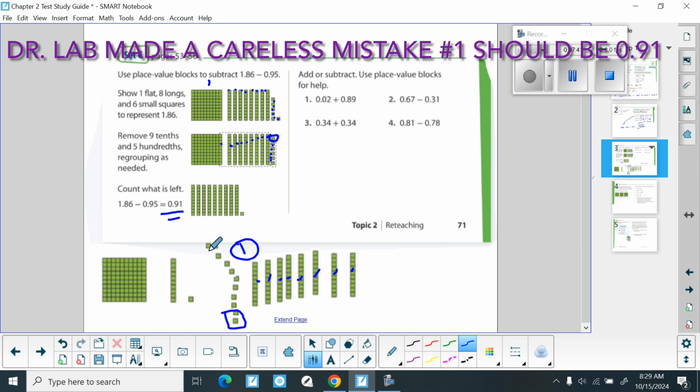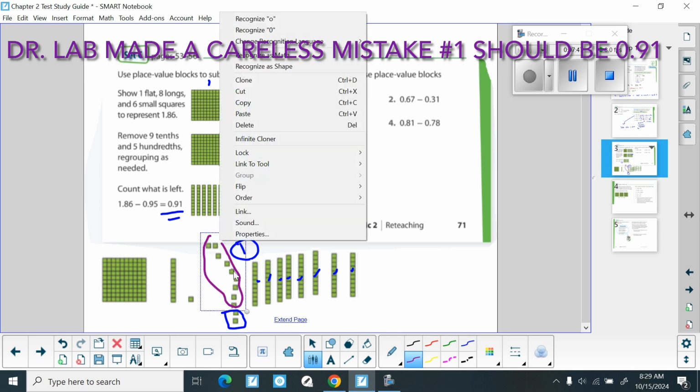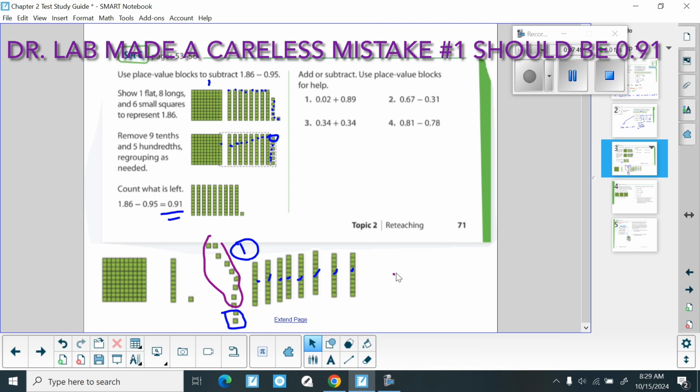This whole thing that I'm about to circle in purple is another 10 pieces, so that would be 9/10. Write that down. 9/10 plus 2/100 left over, 0.02, or 90/100 plus 2/100, which is 92/100. Now, obviously, these are a little bit harder to do.